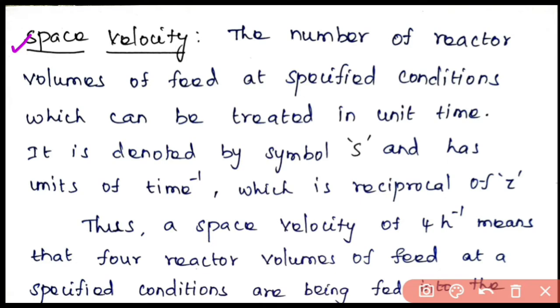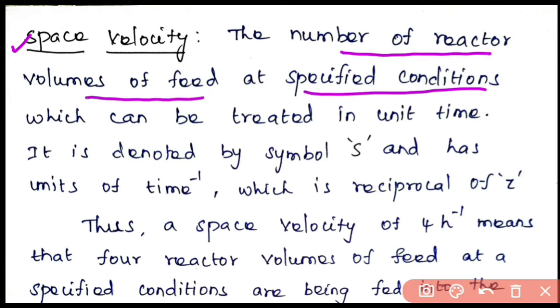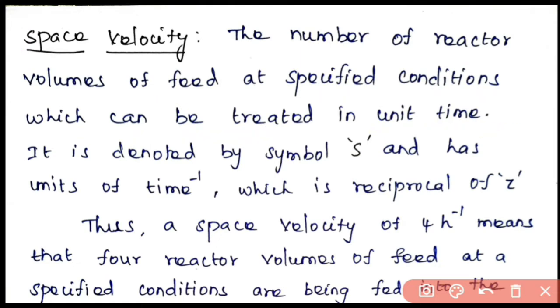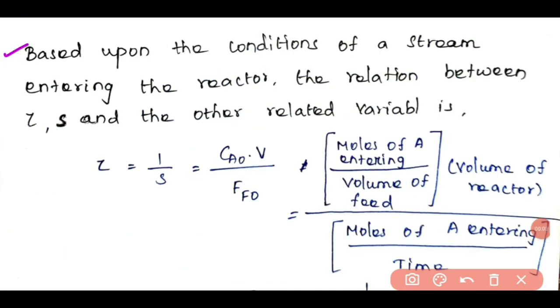Next is space velocity. Space velocity is the number of reactor volumes of feed at specified conditions which can be treated in unit time. It is denoted by the symbol S and has the unit of time inverse. That is, space velocity is the reciprocal of space time. Then, based upon the conditions of the stream entering the reactor, we can relate space time tau, space velocity S and other related variables. That is, tau is equal to 1 by S. So we know that space time is the reciprocal of space velocity.